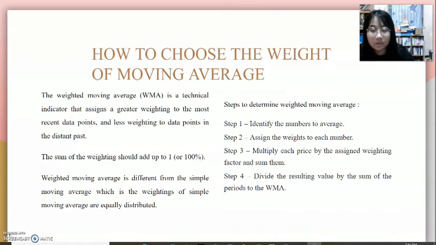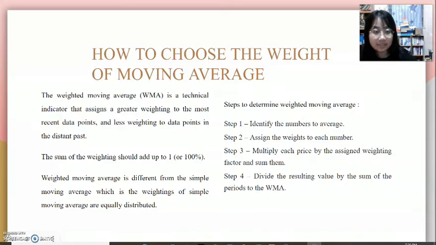As I mentioned before, weighted moving average is a technical indicator that assigns a greater weighting to the most recent data points and less weighting to data points in the distant past. The sum of the weighting should add up to 1 or 100%. Weighted moving average is different from the simple moving average, whose weightings are equally distributed. And these are the steps to determine weighted moving average.